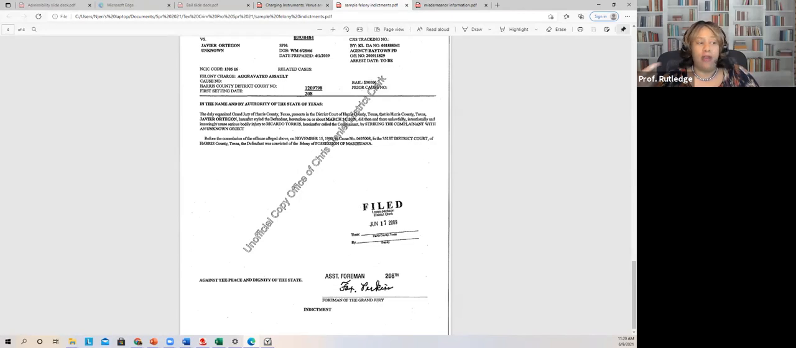So let's say, and I can't remember if aggravated assault is a third or second, I think it's a second. Let's say, for the sake of argument, before, he may have been looking at a punishment range of 2 to 20 years. An enhancement paragraph could bump or enhance the level of punishment to where the minimum, instead of 2 years, is now 5 years, 5 to 99. Notice it is still signed against the peace and dignity of the state, and is signed by the grand jury foreman.